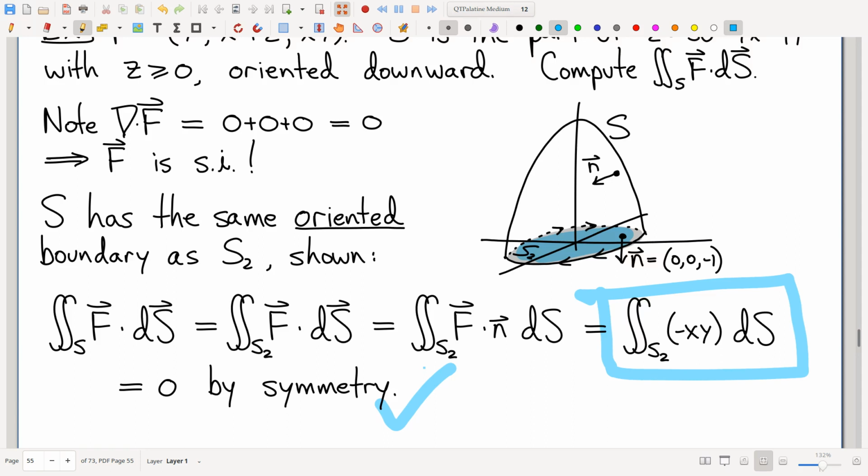Okay, so the point here is that this difficult question that would have been a tedious computation unravels into a triviality. A great way to solve this problem.